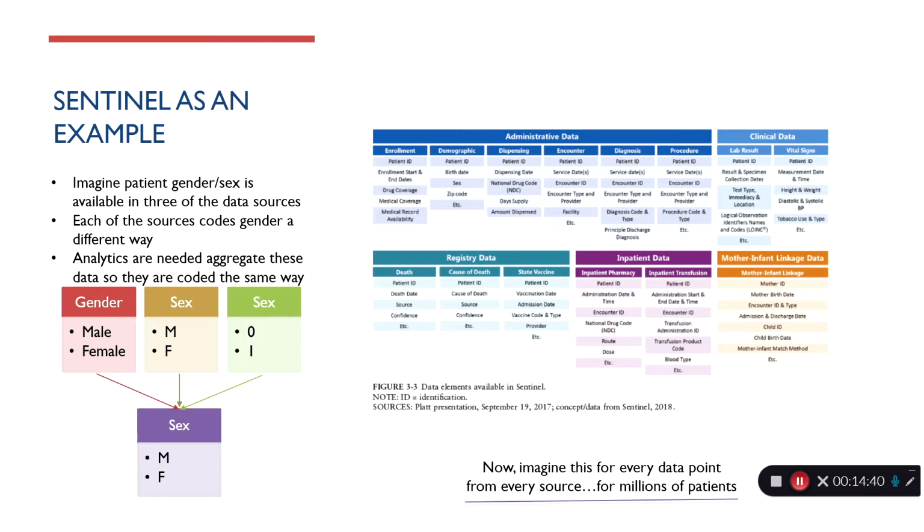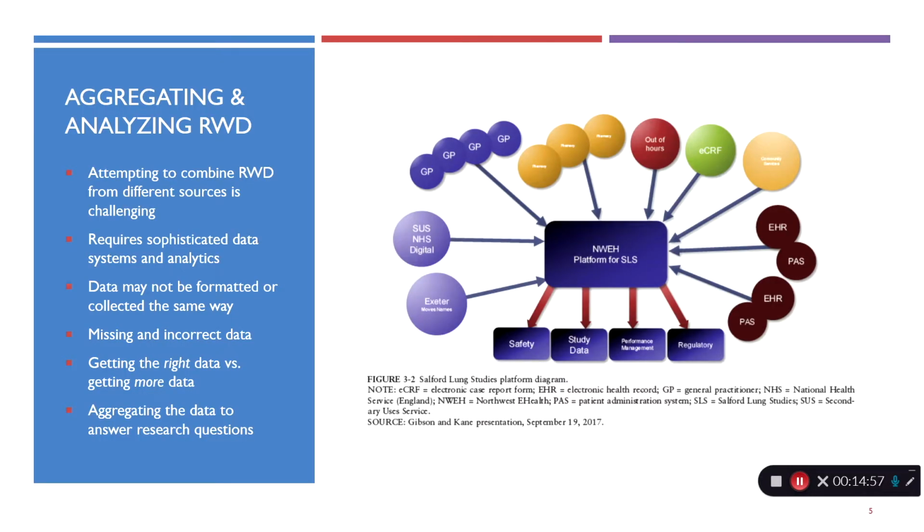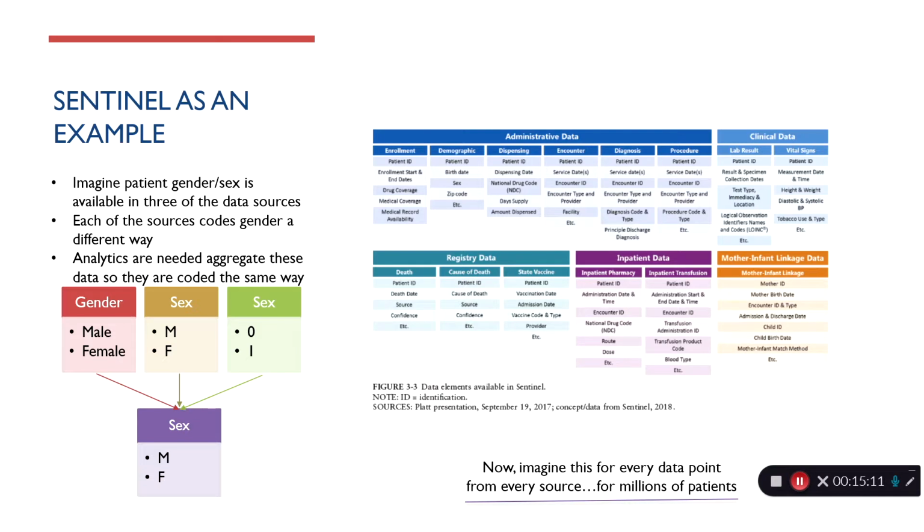Now, I want you to imagine that you have to do this kind of aggregation for every data point from every source for millions of patients. That's the challenge that we're facing. So when we go back up here to our bubble diagram, every single one of those bubbles around the center box has data points that may or may not be coded the same way, that if they are important to us, need to be aggregated in the same way that we just did here with our very simple example about gender.